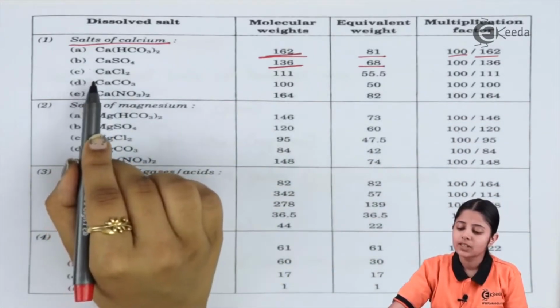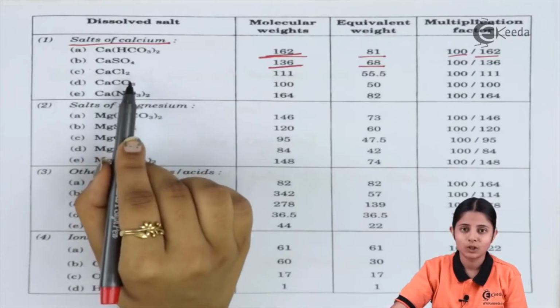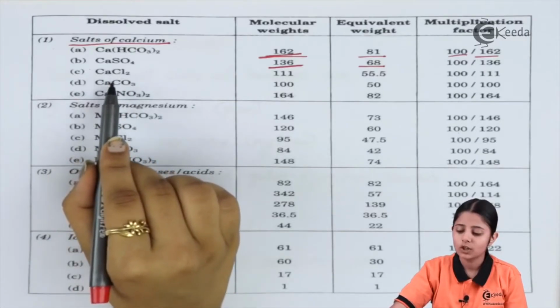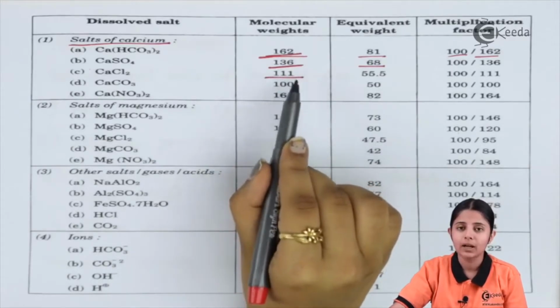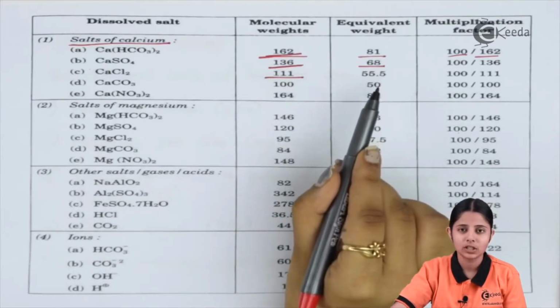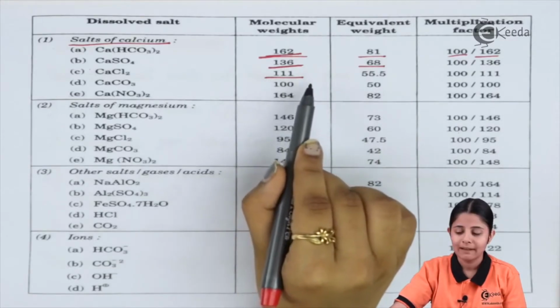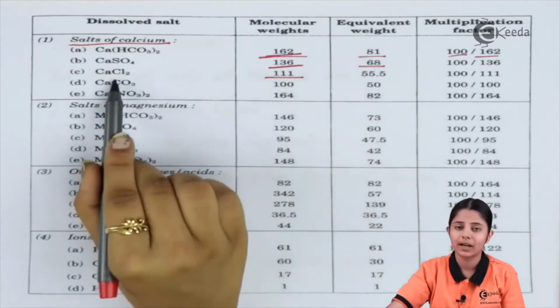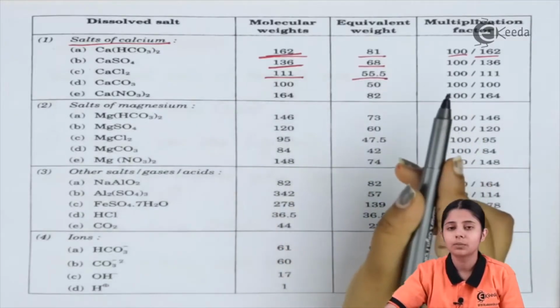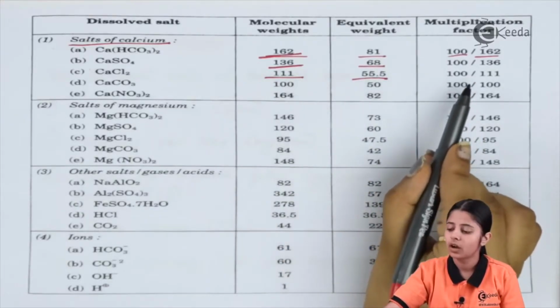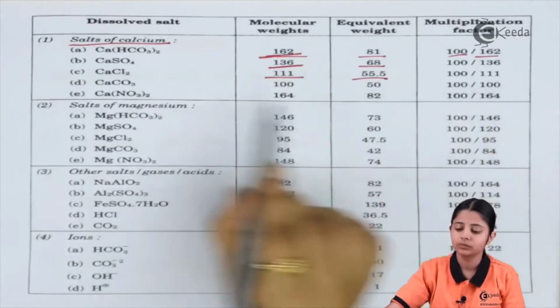Moving further, I have CaCl2, my calcium chloride. Now this calcium chloride has a molecular weight of 111. When I find out its equivalent weight, I just divide this 111 by 2 and I get the equivalent weight of calcium chloride as 55.5. Again, the multiplication factor will be 100 upon 111.